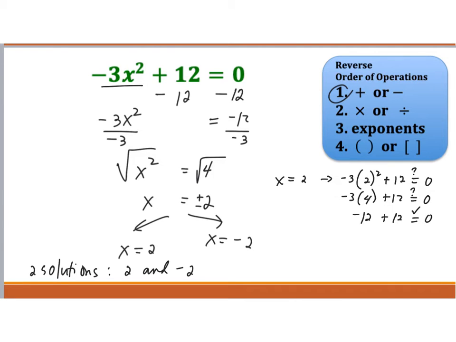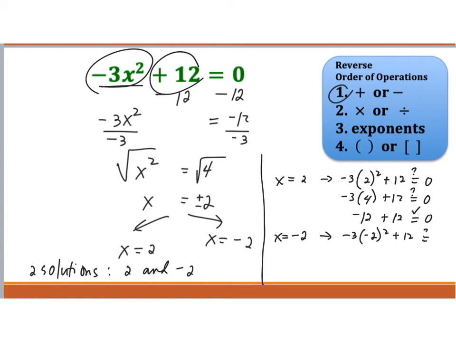Now let's check it with negative 2. When x equals negative 2, the equation becomes negative 3 times negative 2 squared, so that's your negative 3x squared, plus 12. Is that equal to 0? Simplify. Negative 2 squared is 4, plus 12. This is negative 12 plus 12. This will also give you 0.